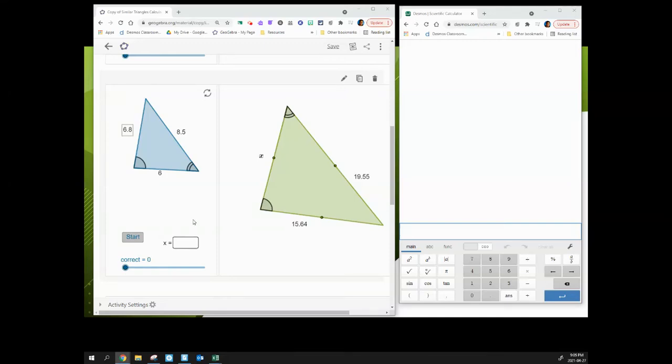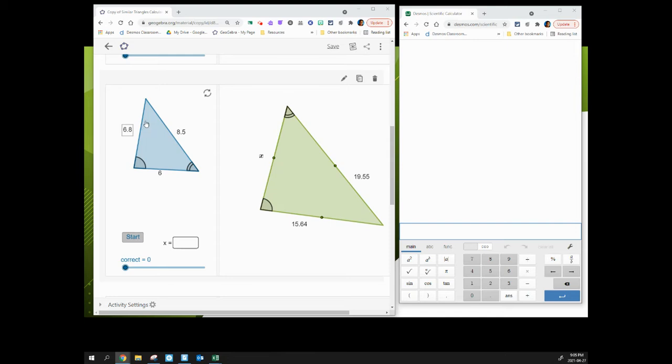Hello. The purpose of this video is to solve three examples of the GeoGebra task that we have to solve to find the side named X. So what we have is two similar triangles, one blue, one green, but they're not oriented the same way. We have to pay attention to that. And we're going to have different triangles coming up each time. So this is the important part to notice.